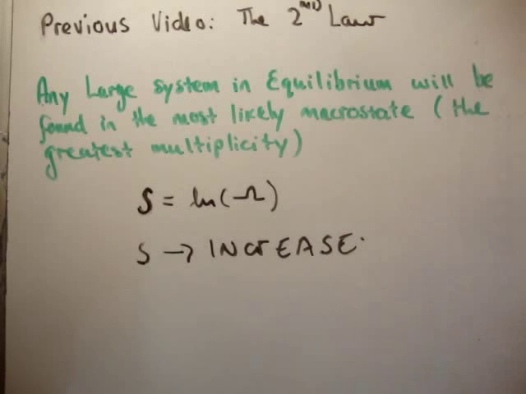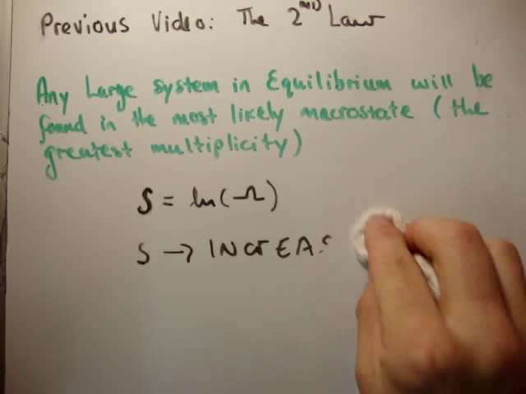So you can paraphrase the second law as follows. You could fully say the second law is any large system in equilibrium will be found in the most likely macrostate. Full stop. Paraphrase it, you will say that the multiplicity tends to increase. Paraphrase it again, the entropy tends to increase. So we call it the law of increased multiplicity or the law of increased entropy. But why call it disorder? Why do people think about it in terms of disorder?